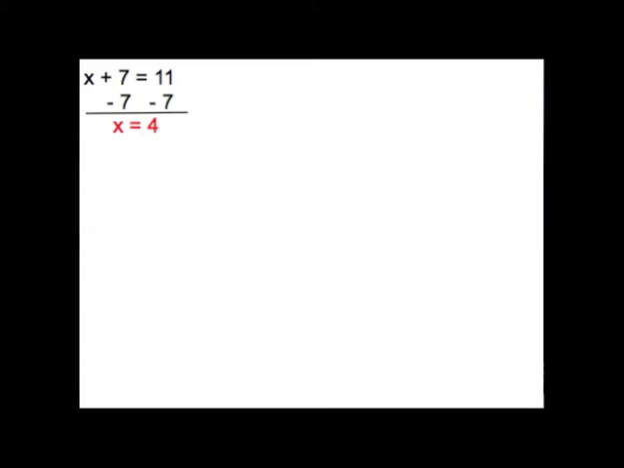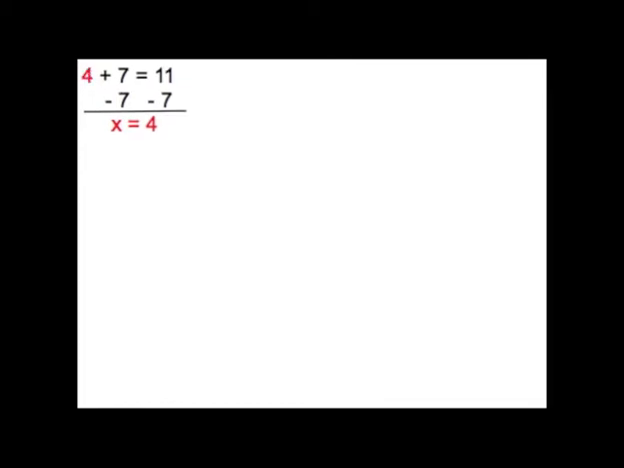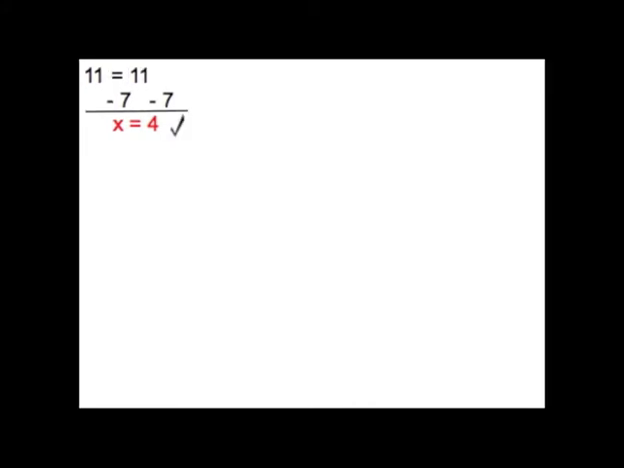X equals 4. After solving an equation, it's important to check our work. To do this, we can take our answer that we got for x and plug it into the original equation. So we substitute 4 in for x in our original equation. 4 plus 7 is 11. So our answer checks out.